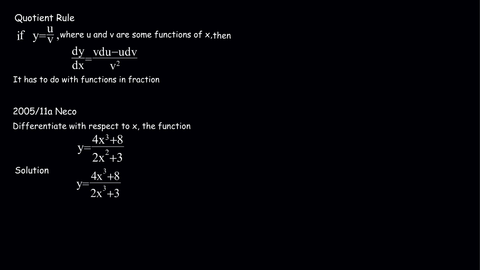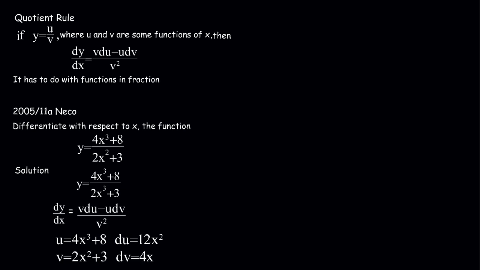Now recalling our quotient formula, dy over dx will be equal to v du minus u dv divided by v squared. Our goal is to get each of the individual components of the formula. First, let u be equal to 4x cubed plus 8. Then du will be equal to 12x squared. That is, when we differentiate 4x cubed plus 8, we get 12x squared. And v will be equal to 2x squared plus 3. Differentiating v, dv will be equal to 4x.